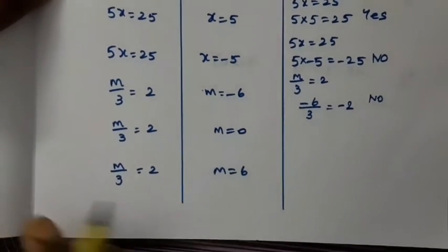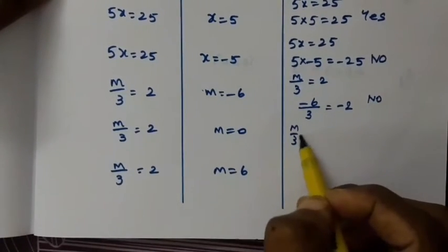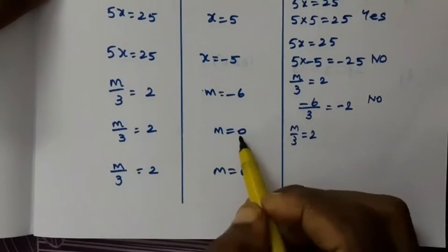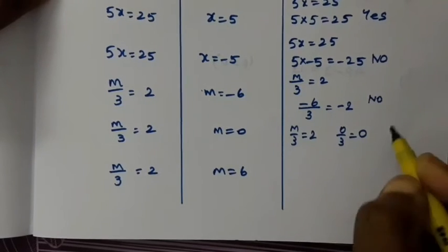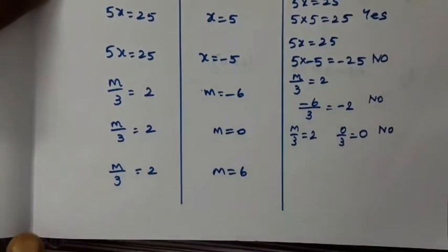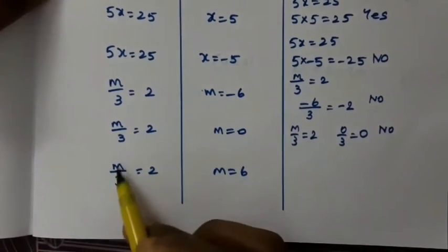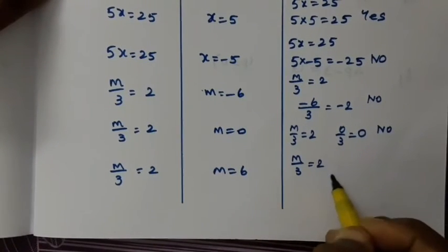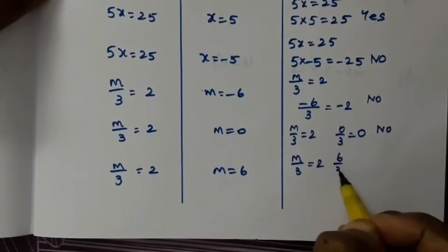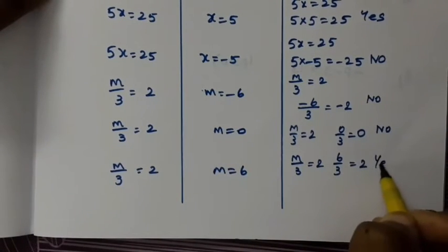The next is m divided by 3 is 2. They have given m as 0. 0 by 3 is 0. So this equation is also not satisfied. The last is m divided by 3 is 2. For m substitute 6, 6 by 3 is 2. So this equation is satisfied.